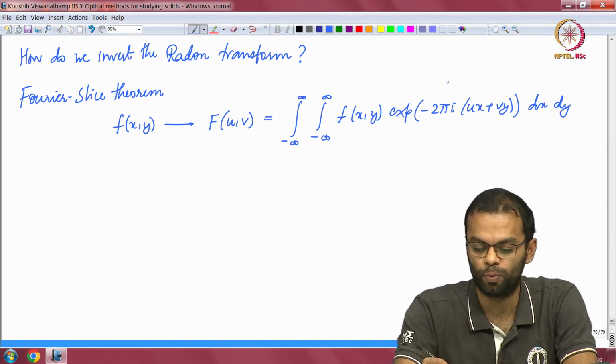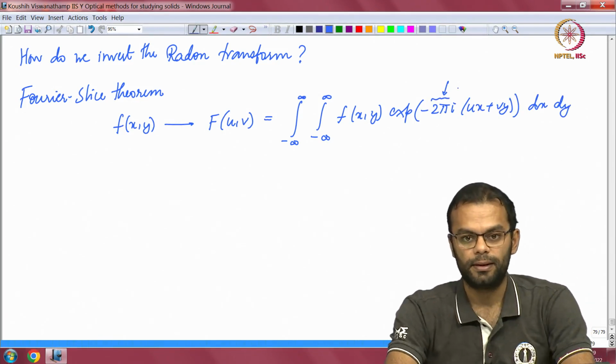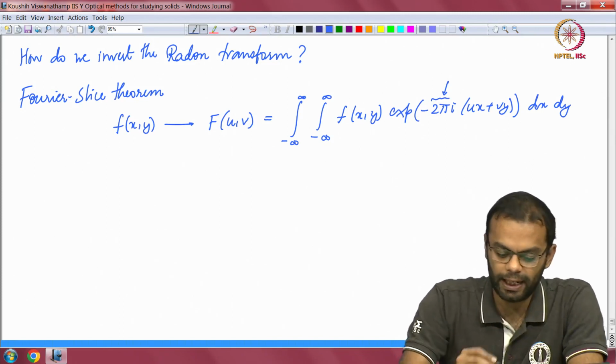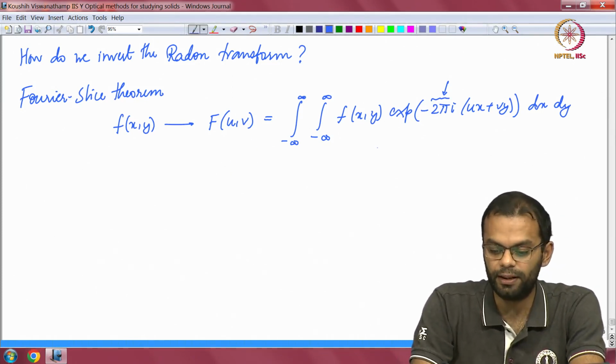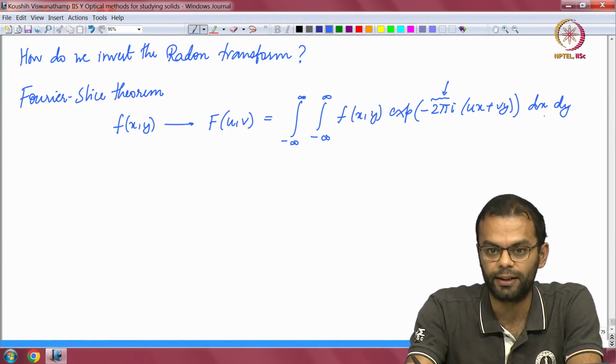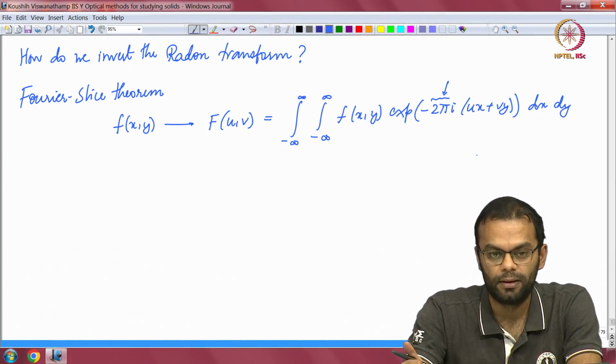Okay, so this factor of 2 pi is now here, and the small f is just obtained by inverting this transform, right. You have a plus sign here and you integrate over u and v as opposed to x and y, okay.